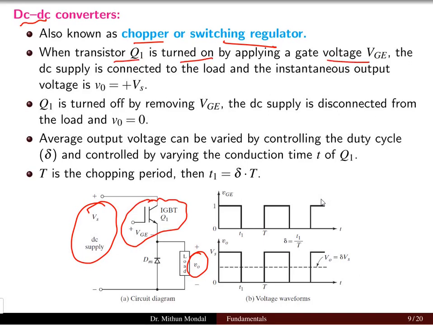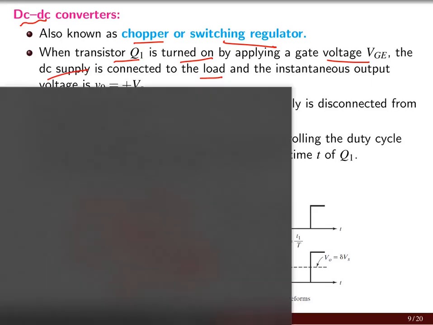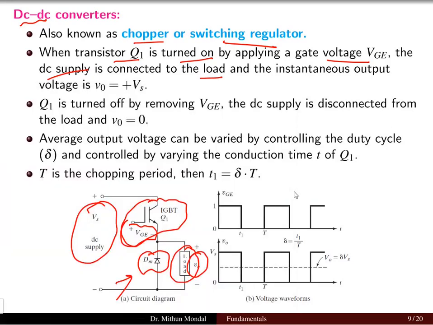So when you are applying a gate voltage, gate to emitter, then the DC supply is connected to the load. Here the load is connected and a freewheeling diode is given, which we will discuss in great detail in the coming lectures. So you will be getting the output as plus Vs. Here the input is also DC and the output is also DC.